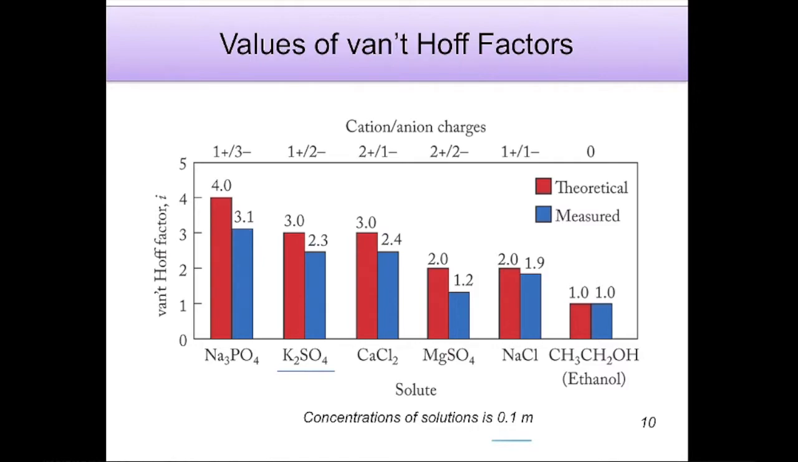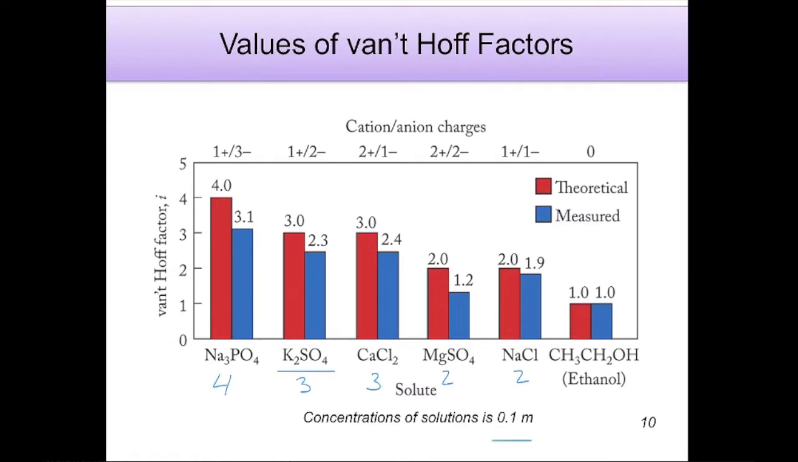Okay, so just to go over how those would break up, right? So sodium phosphate would break up into 4 ions. Potassium sulfate would break up into 3. Calcium chloride would break up into 3. Magnesium sulfate would break up into 2. 1 magnesium, 1 sulfate. Sodium chloride into 2. 1 sodium, 1 chloride. And ethanol, it's not ionic, so its theoretical Van't Hoff factor is going to be the same as the measured Van't Hoff factor.